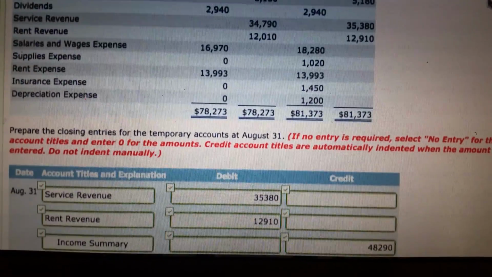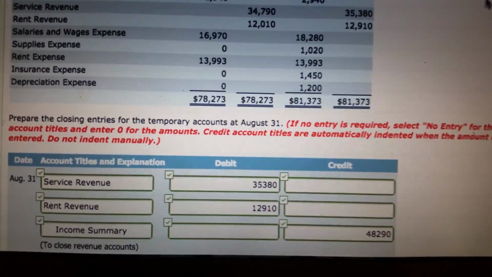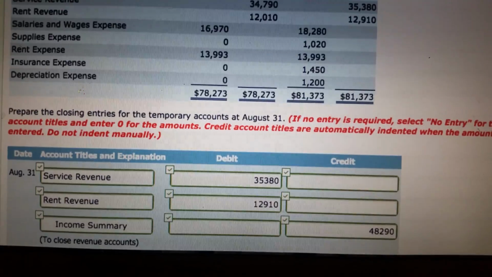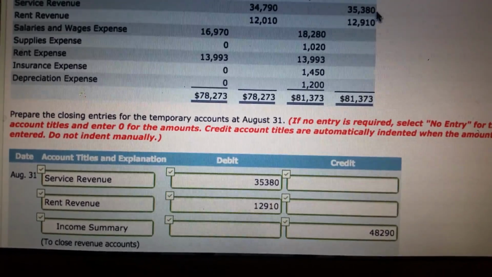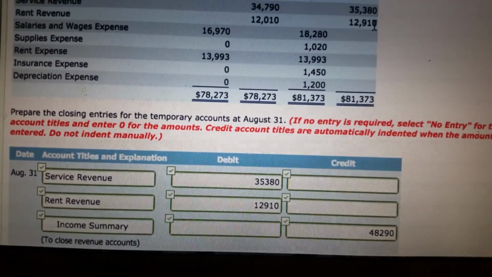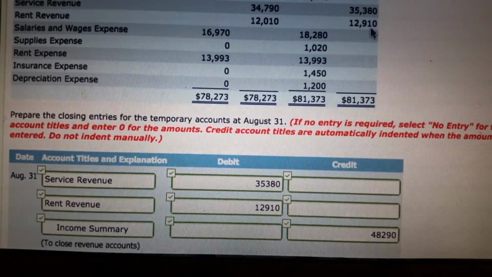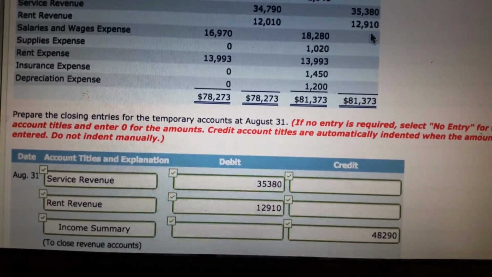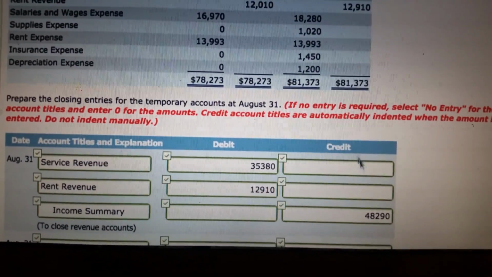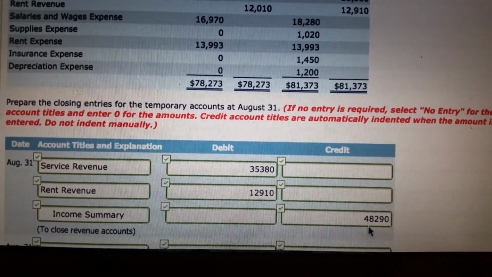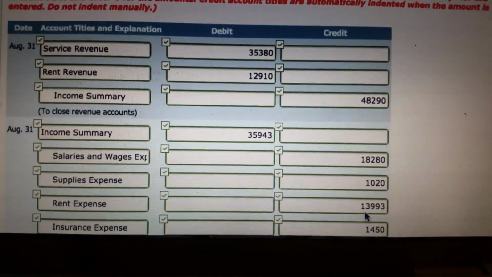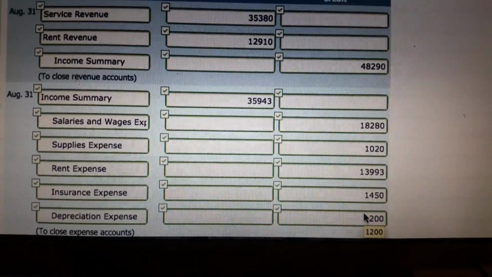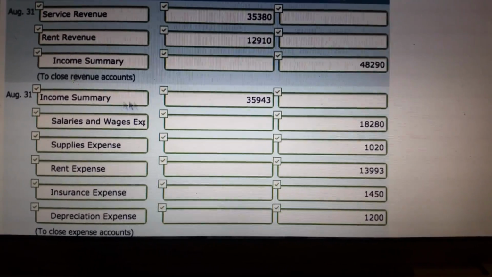But here we start by closing our revenue accounts, and we start by adding our service revenue of 35,380, followed by our rent revenue at 12,910. After we sum this up, we get a total of 48,290.